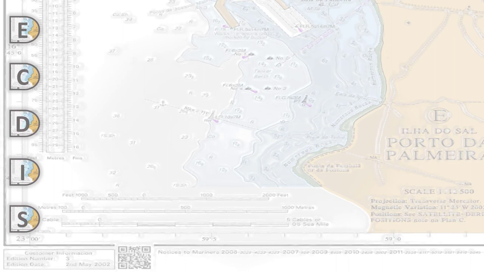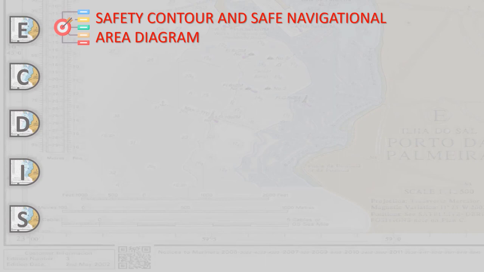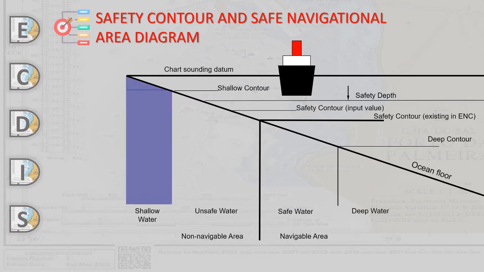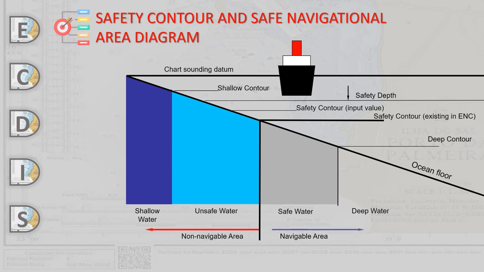Look at the diagram. After proper ECDIS setup, we have water areas that are navigable and not safe for navigation for our vessel area. Chart display depends on the setting done by the user and the limitation of the ECDIS ENC database.